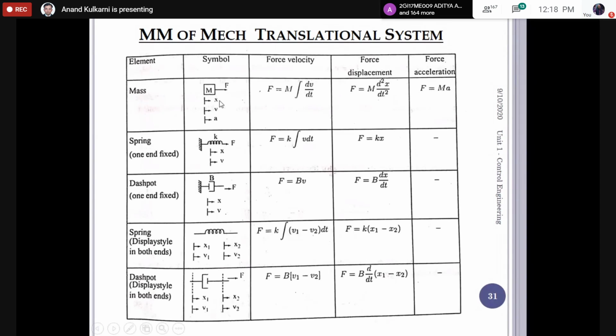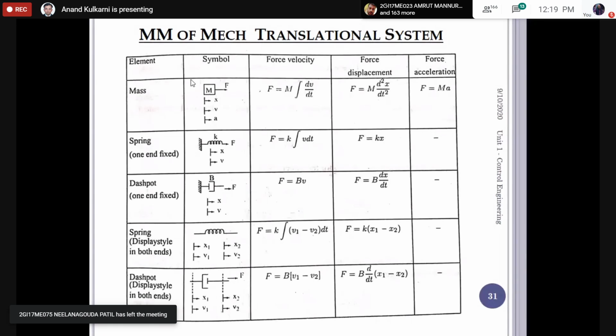If you want output as x, that is displacement, you can take it, or you can take it in the form of velocity, or in the form of acceleration. See, here, these three are not three totally independent outputs. They are dependent outputs only. Depending on the displacement, there is a velocity. Depending on the velocity, there is an acceleration. So the way in which you write the equation depends upon your output variable.